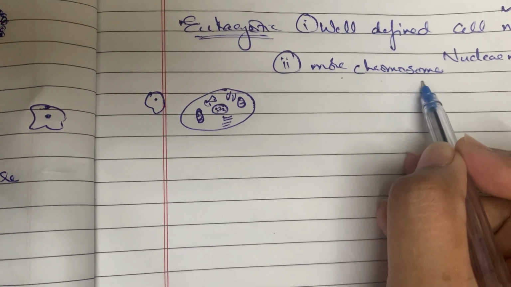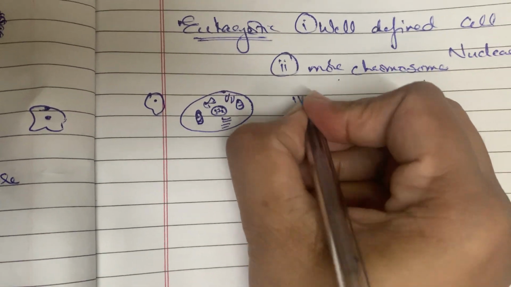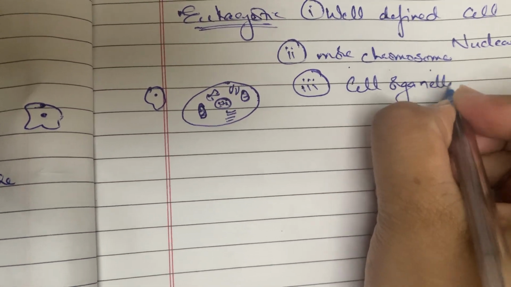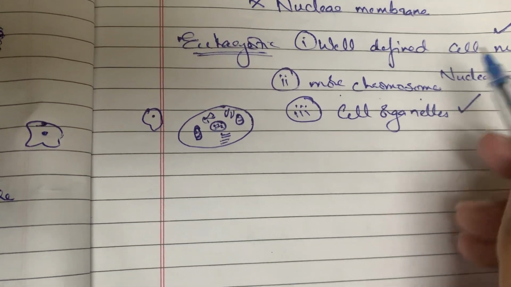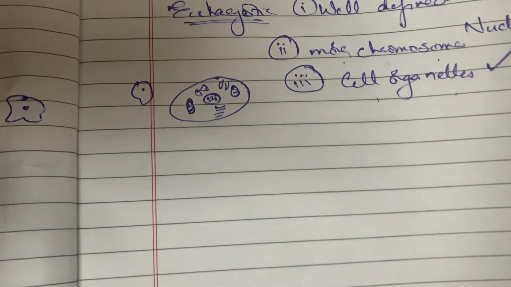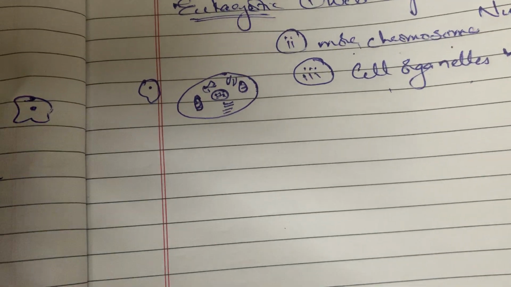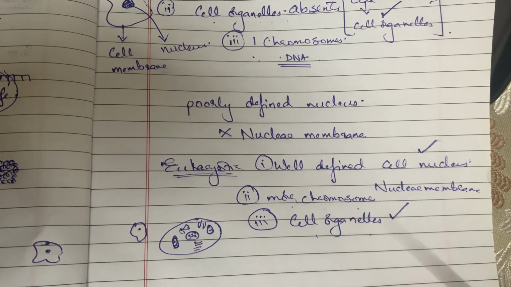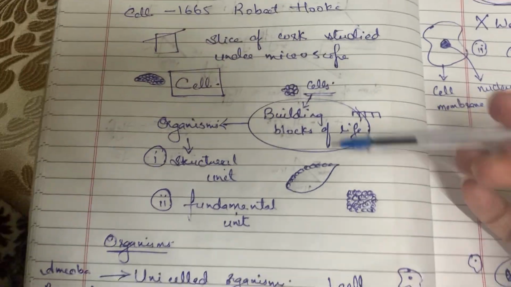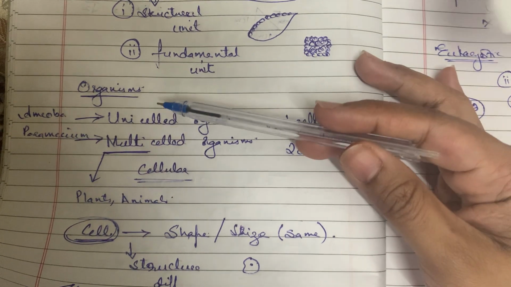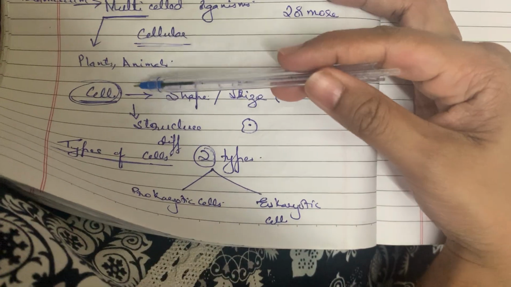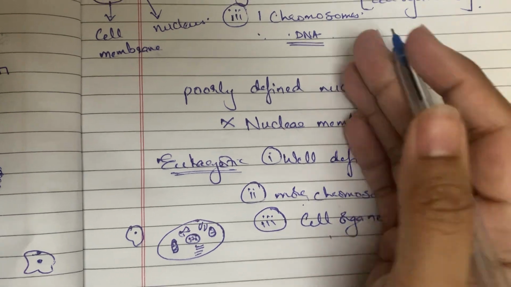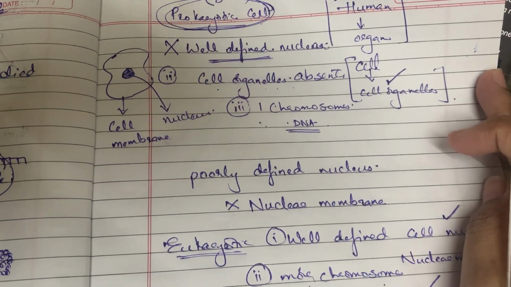More chromosomes are present in here, and cell organelles are also present inside it. Nuclear membrane is there, more chromosomes are there, and cell organelles are also present inside the cell. These are the basic differences between the eukaryotic and the prokaryotic cell. This is all about the cell. We have studied the types of organisms, uni and multi-celled. We have studied the types of cells, prokaryotic and eukaryotic, and the differences between them.